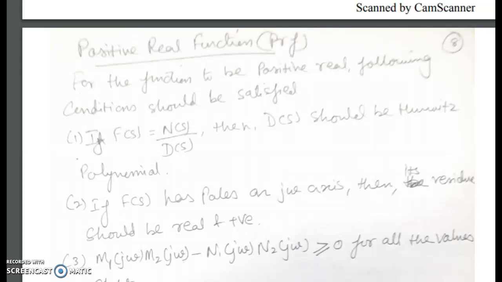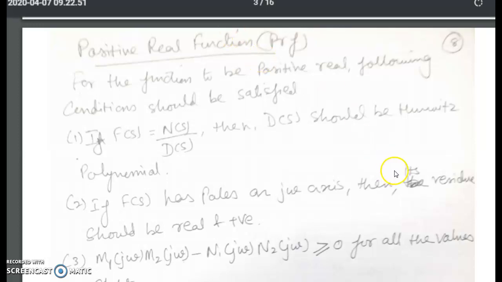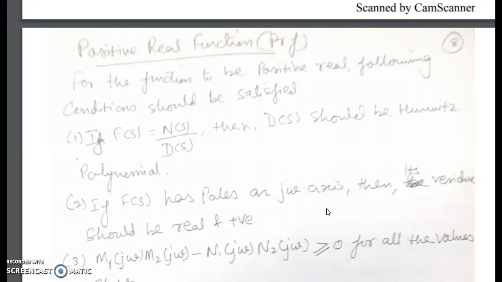So students, in this lecture we will see what is a positive real function. Any function F(s) which is equal to N(s) upon D(s) is said to be a positive real function if it satisfies certain conditions. These conditions are: number 1, the denominator of the function F(s) should be a Hurwitz polynomial. Number 2, if function F(s) has poles on the j omega axis, then its residue should be real and positive.